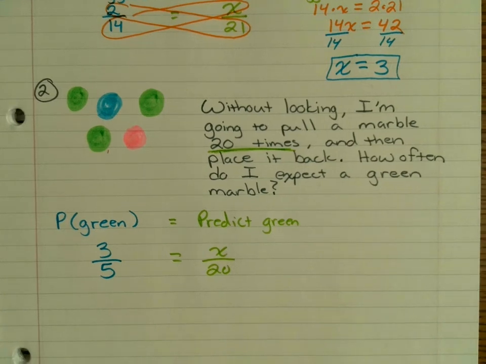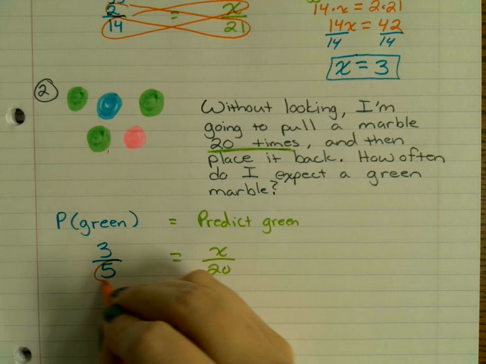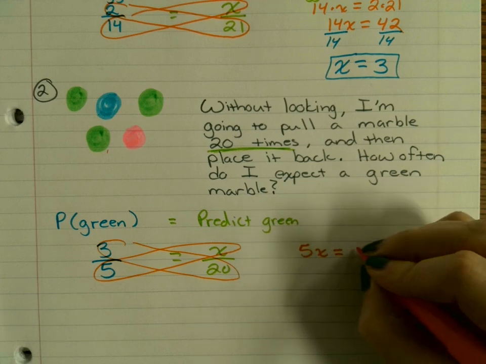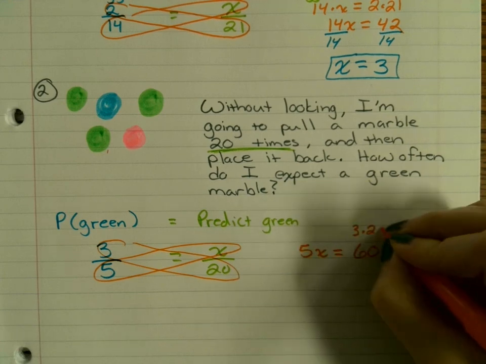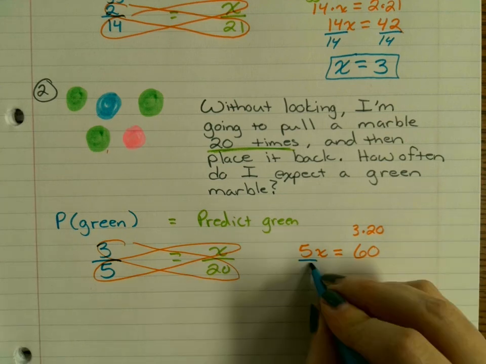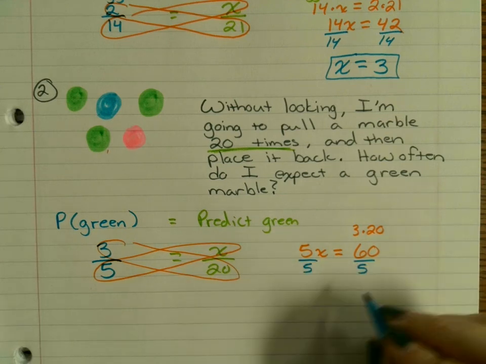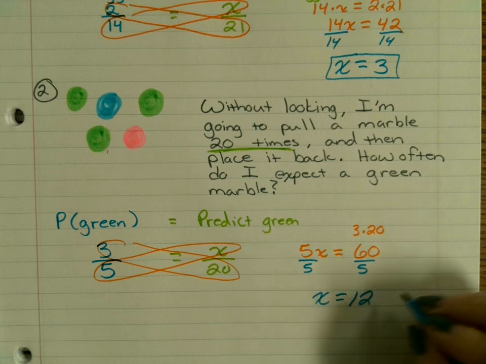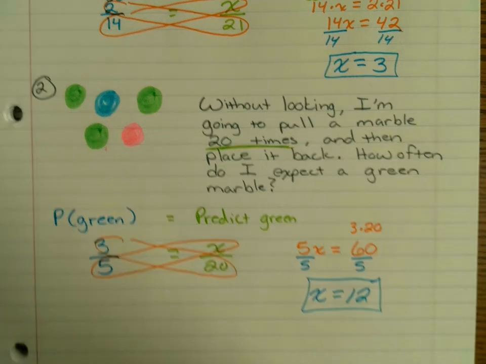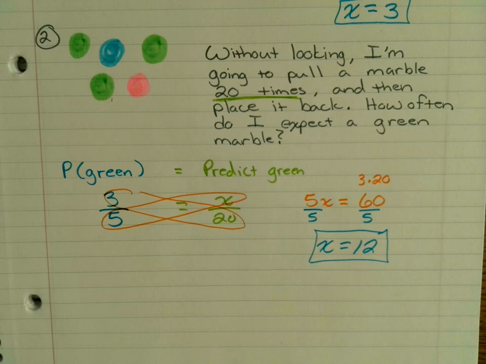Okay, so again, we're going to multiply 5 times x and 3 times 20. That's going to give us 5x is equal to 60 because 3 times 20 is equal to 60. What's our last step from here? Divide both sides by 5. Okay, and we'll get that we can expect 12 green. Okay, doesn't necessarily mean it's going to happen that way. Remember, it's a prediction. So the key word would be about. About 12 times we can expect a green. Maybe it might be a little more, maybe it might be a little bit less.